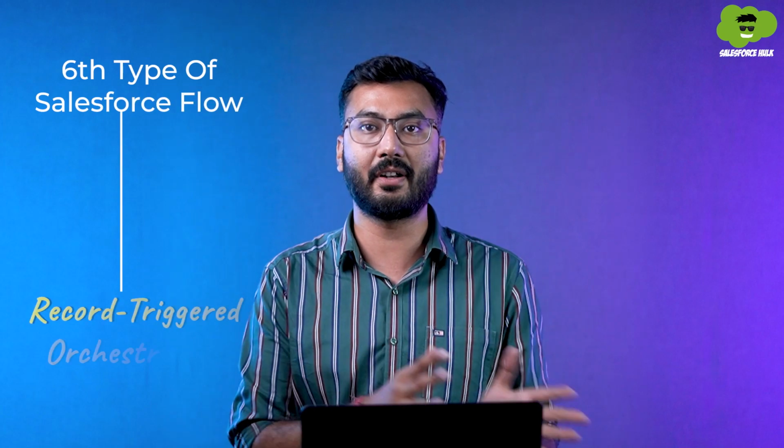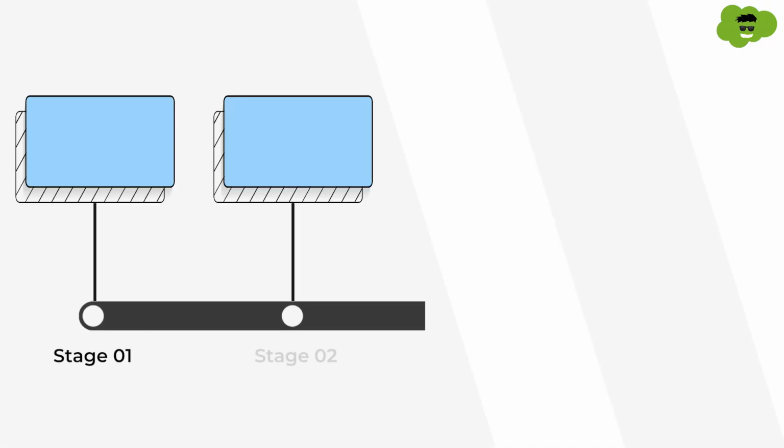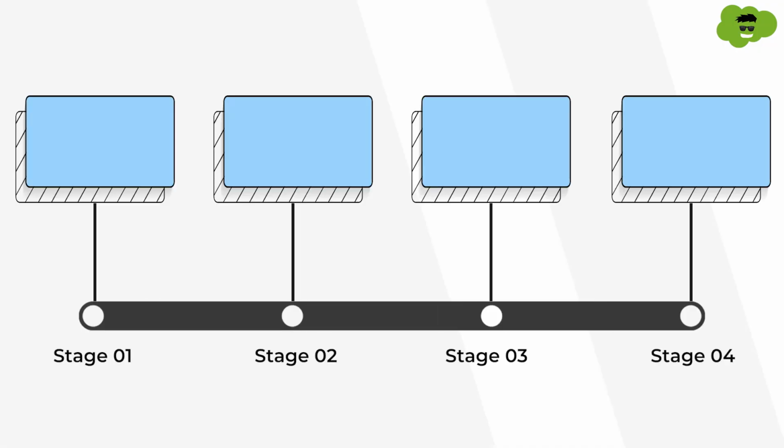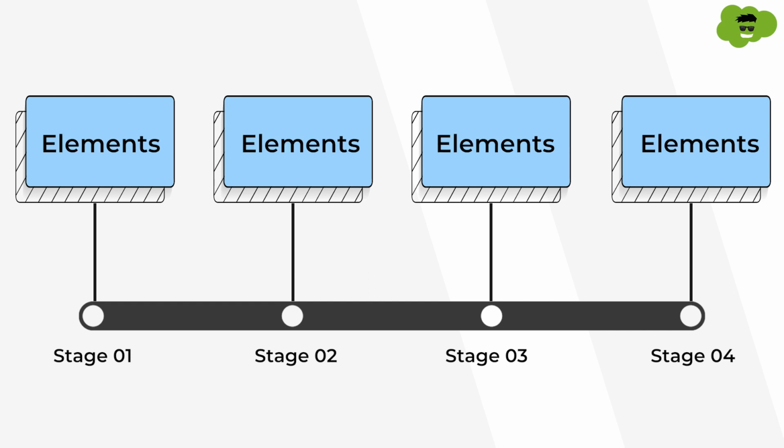Today in this video, we'll learn about the 6th type of Salesforce flow, that is Record Triggered Orchestration Flow. Before understanding the record triggered orchestration flow, let's understand what we mean by the word orchestration. Orchestration is a sequence of different stages which will have multiple actions and elements inside them.